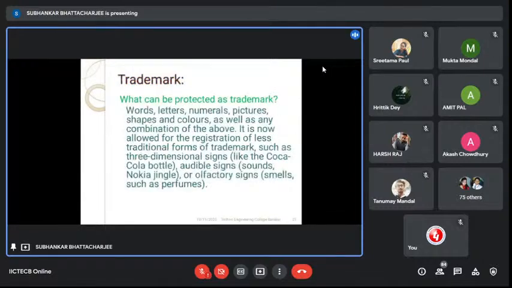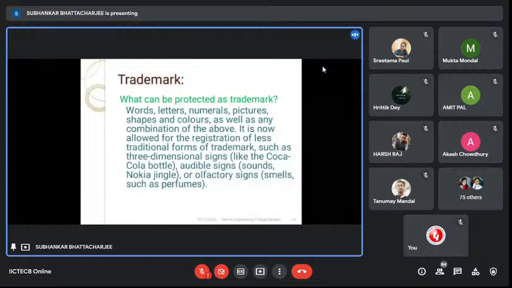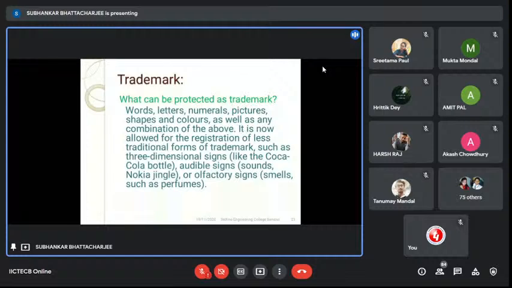Next, what can be protected as a trademark? As I told earlier, words, letters, numerals. There are different areas where we can take a trademark, such as three-dimensional signs and also two-dimensional signs. Also, audible signs, like the Nokia tune or the Samsung tune, can get a trademark.